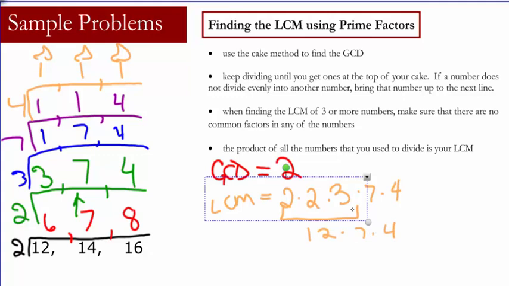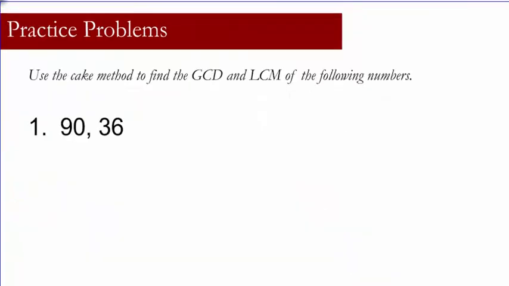12 times 7, that gives me 84. And 84 times 4, that gives me 336. So the smallest number that 12, 14, and 16 will divide into is 336. Alright, here are some problems for you to practice on your own.